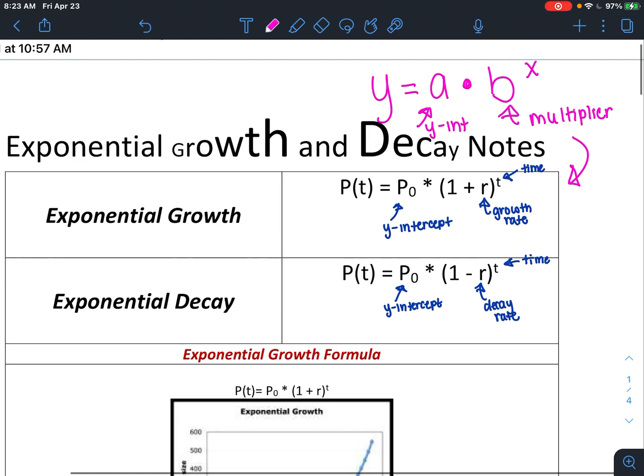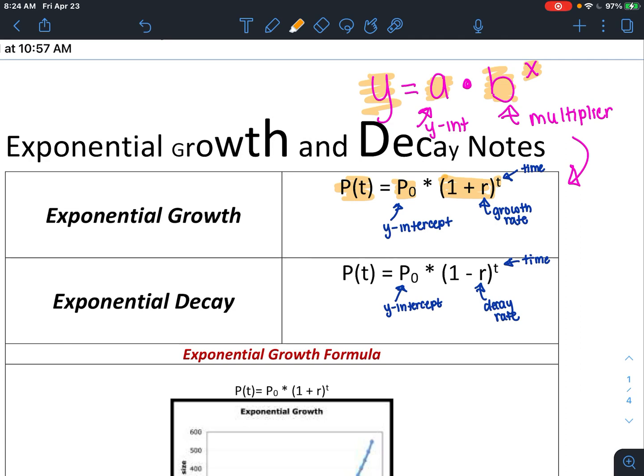So for this first one, this y, we've changed now to P of t. We've changed the A to P sub 0, is what that's called. It's just the y-intercept. In this case, it's your initial population, because with growth and decay, we're typically going to talk about population. So the initial population is my y-intercept, and then my multiplier gets broken down into this 1 plus r. R is our growth rate, and x is now changed into t, which stands for time.